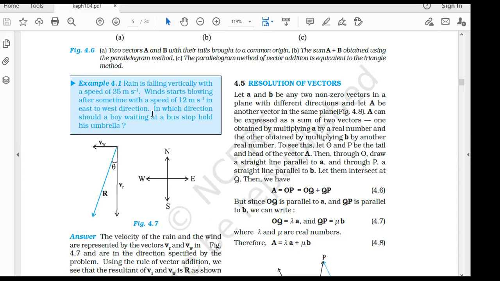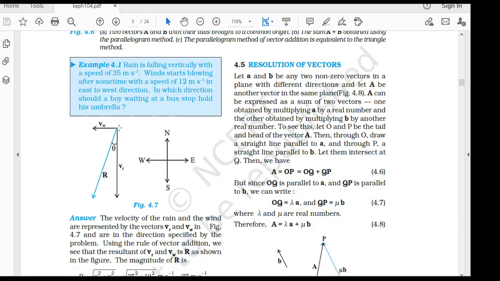Type 1 or type 2? Type 1. So that means you have to do vector addition. You see this is the velocity of the wind, this is the velocity of the rain, which means this is your resultant. So this theta is what they're asking. Remember, they didn't ask you to find the resultant magnitude. They simply asked you to find the direction.